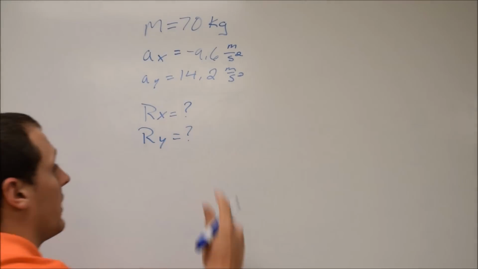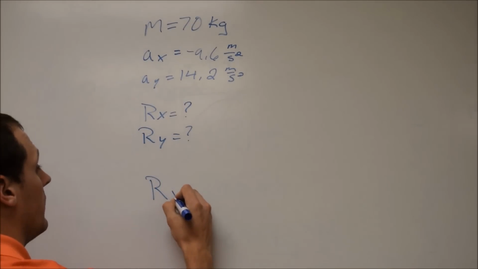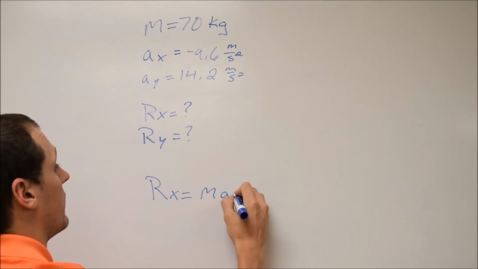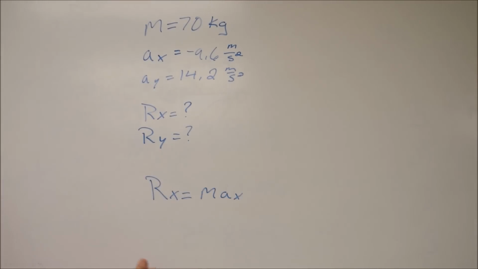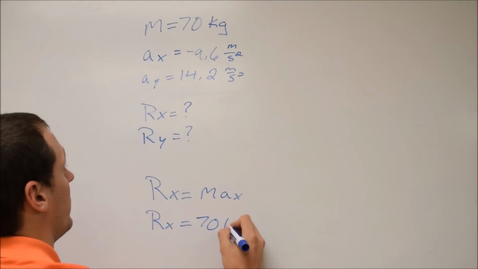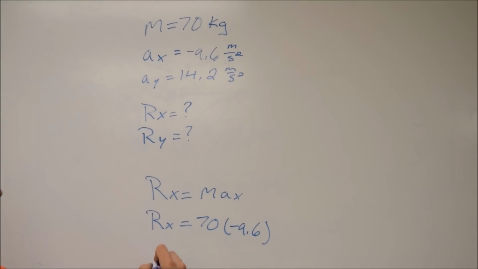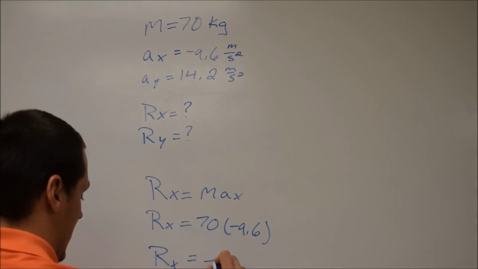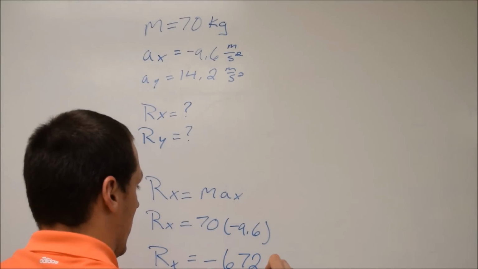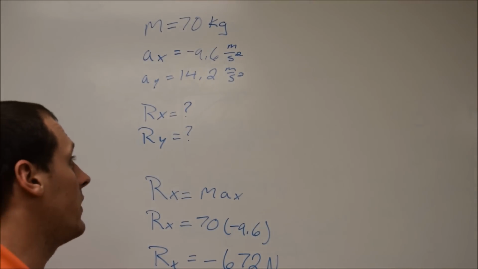So this is a perfect application of the problems that we looked at earlier. So now we know that Rx is equal to mass times the acceleration of x, which is very simple because we already have all that stuff right here. So Rx is equal to 70 times ax, which is negative 9.6. So when we do the math here, we get Rx is equal to negative 672 newtons.